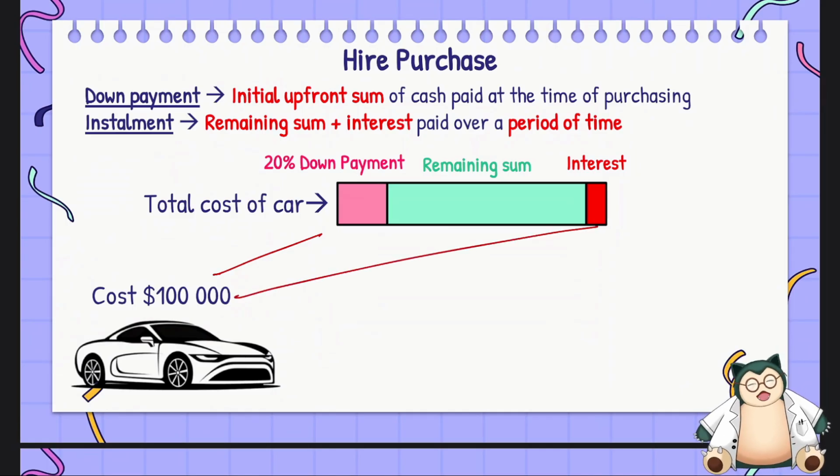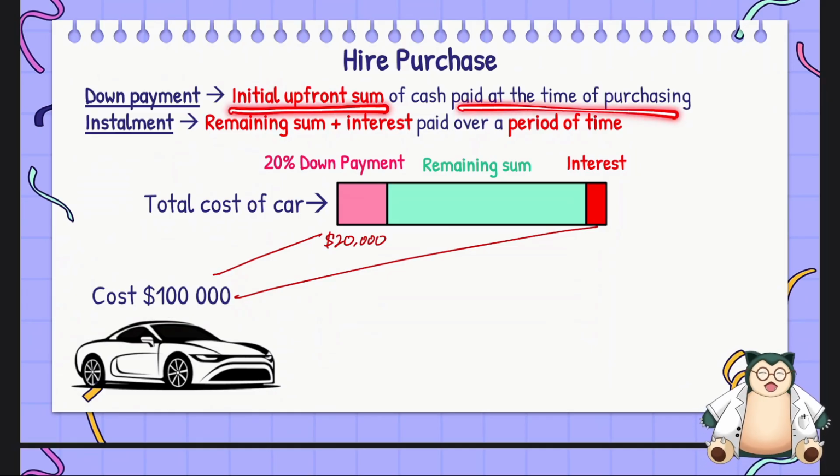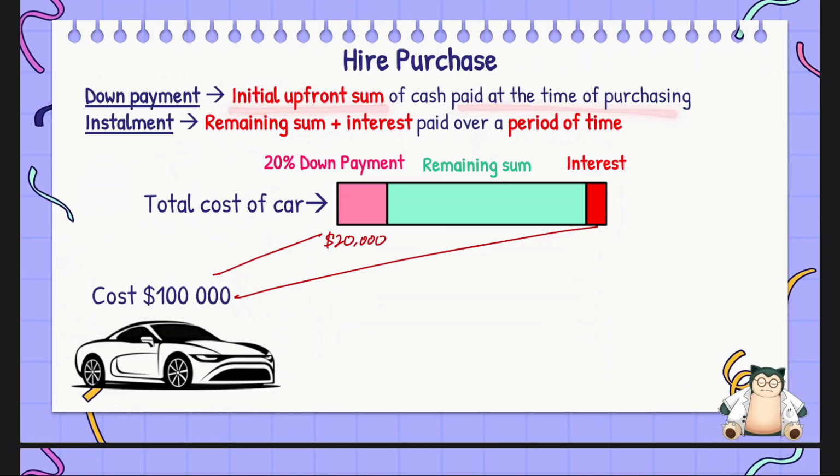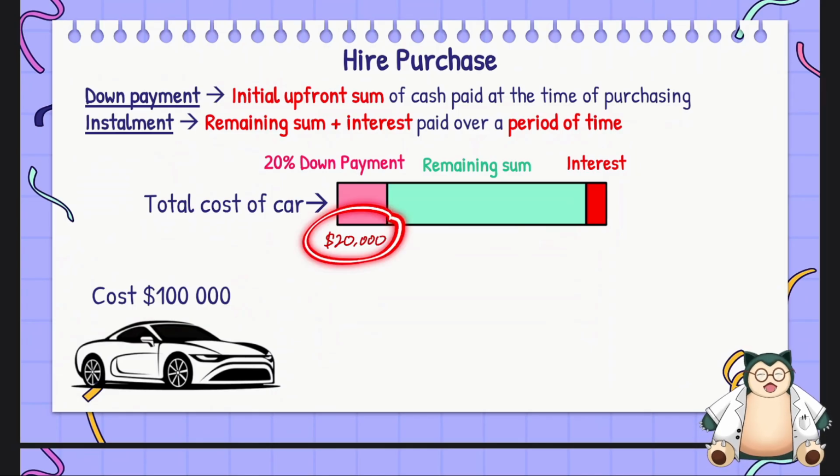Alright, so the initial 20% of the car, let's say this is $20,000, is what we call the down payment. So the down payment is the initial upfront sum paid to the car dealer at the time of the purchase. It can be a car dealer, it can be the bank. So you pay the $20,000 to the person that is lending you the money. So in this case, it will be the bank. Alright, so this is the amount of money you have to fork out at the very front, and you must have it at the point of purchasing the car.